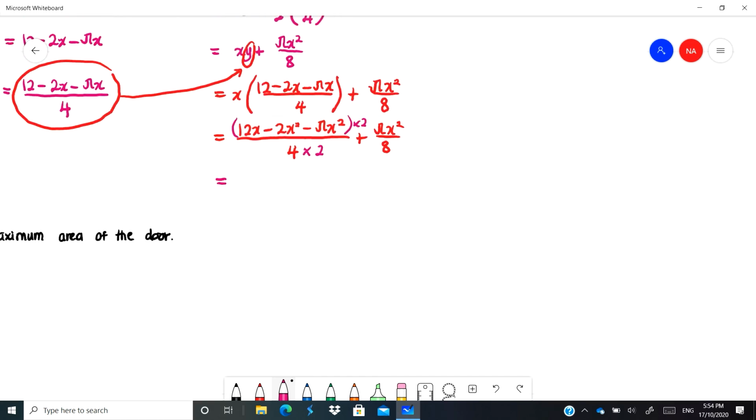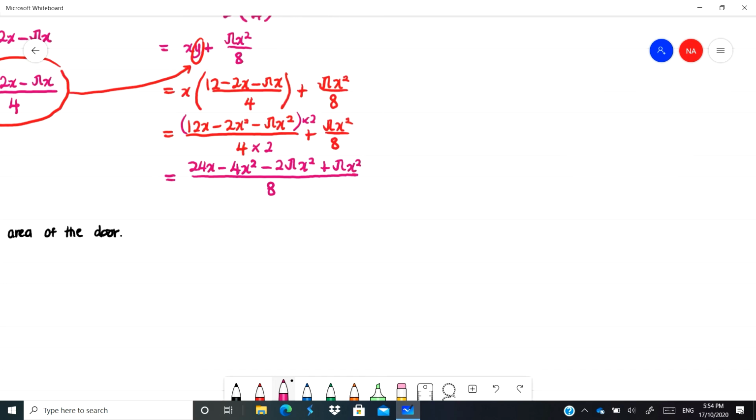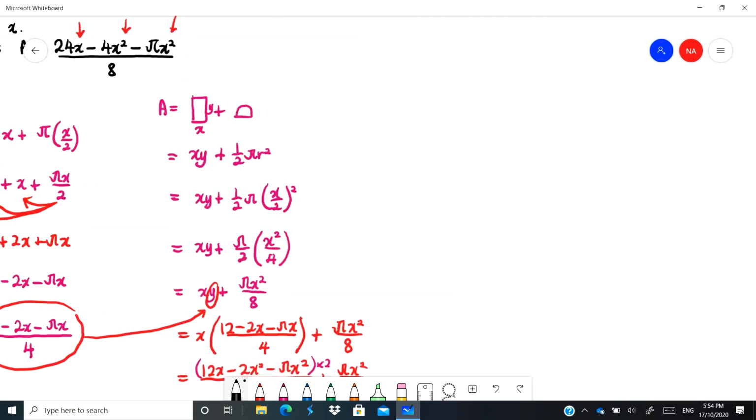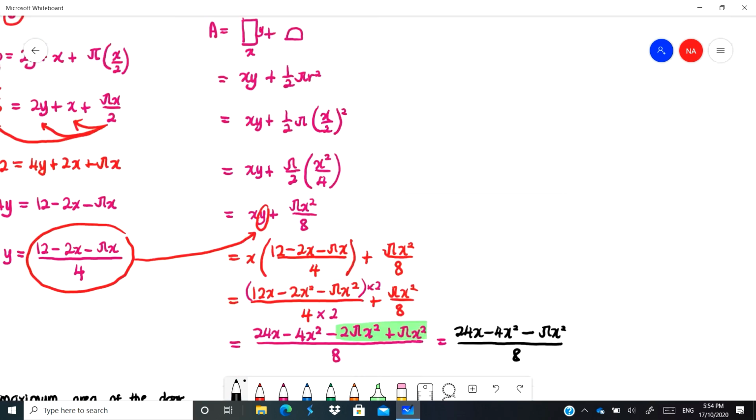So this is actually given by 24x minus 2 of x squared, minus 4 of x squared. Be careful when I'm expanding this. Minus 2 pi of x squared, and then we'll have plus pi of x squared, so everything over 8. We can simplify this term here because they are the same term. So we will have 24x minus 4 of x squared minus pi of x squared, everything over 8. So we have actually proved this formula. We are done with that part.